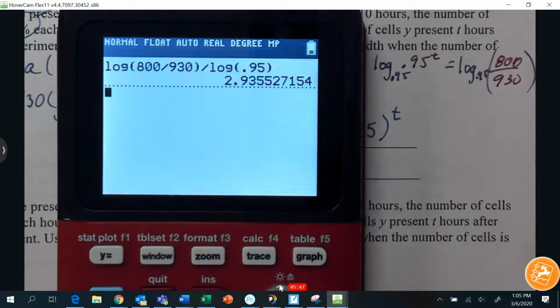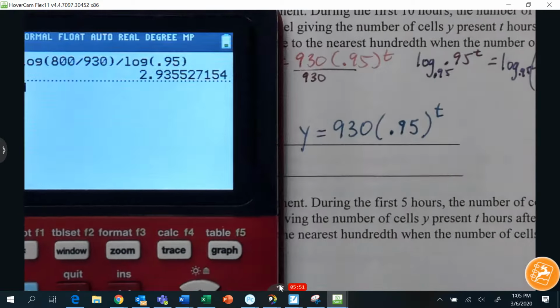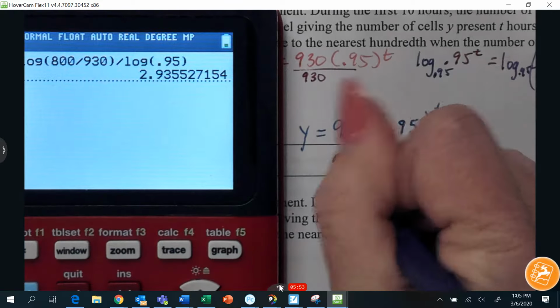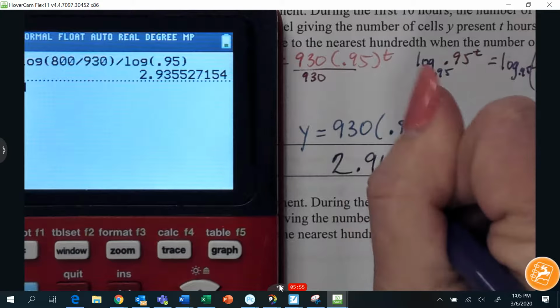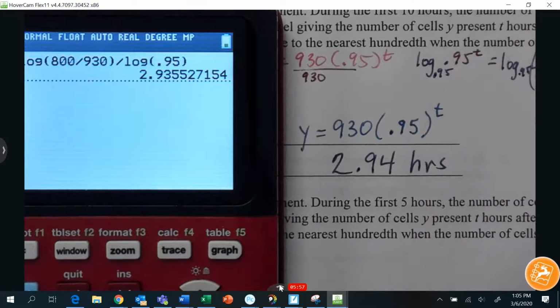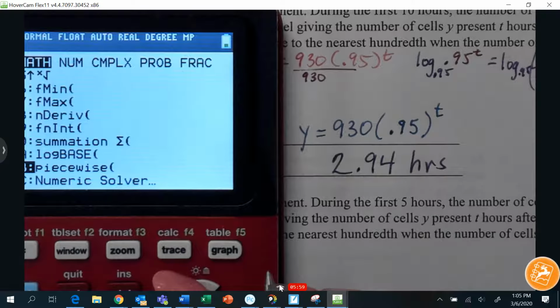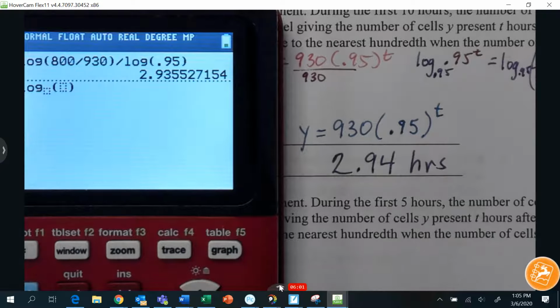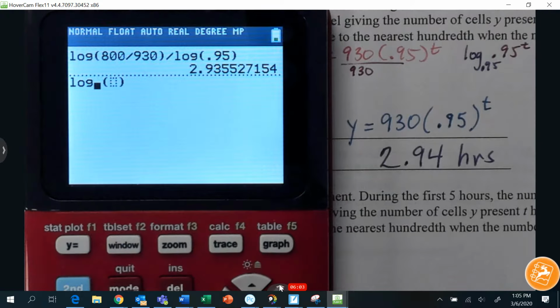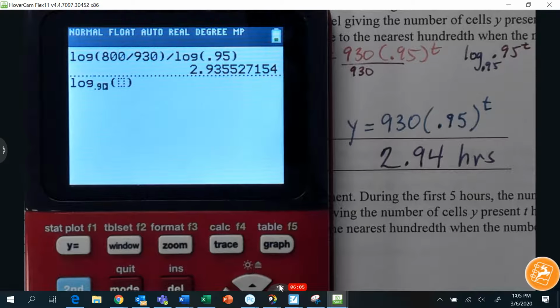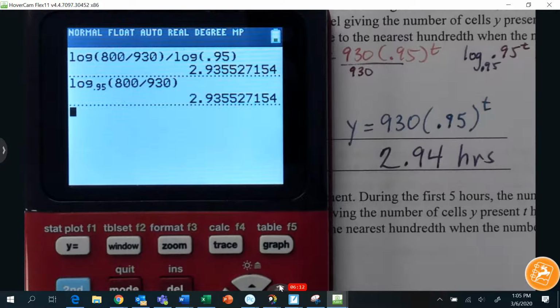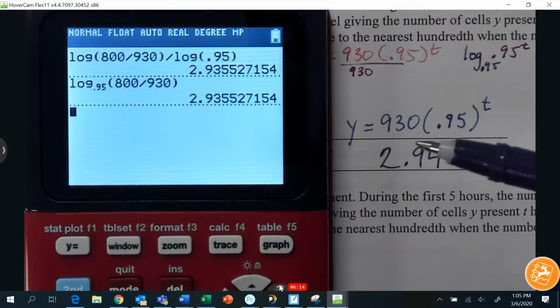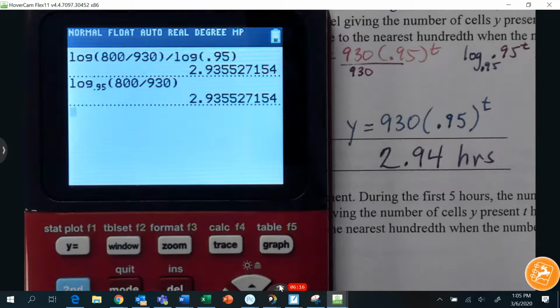Okay, so to the nearest hundredth, 2.94 hours. So if you have the newer calculator and you have this log base thing on it, I would just put my 0.95 there, and I would do 800 divided by 930. Same answer either way. Okay? It just depends which calculator you have, how you type it in. Yeah, how did you get that? Math.